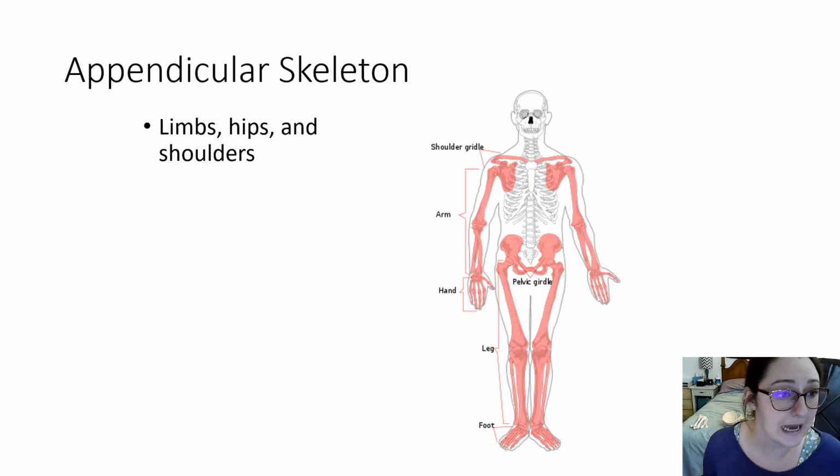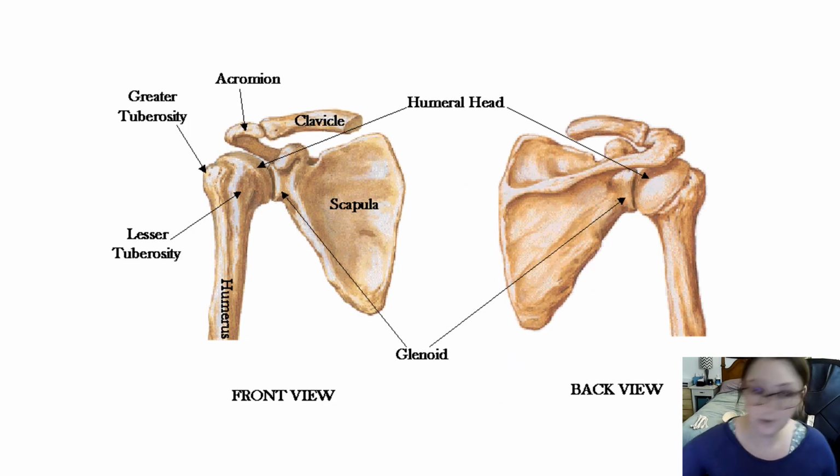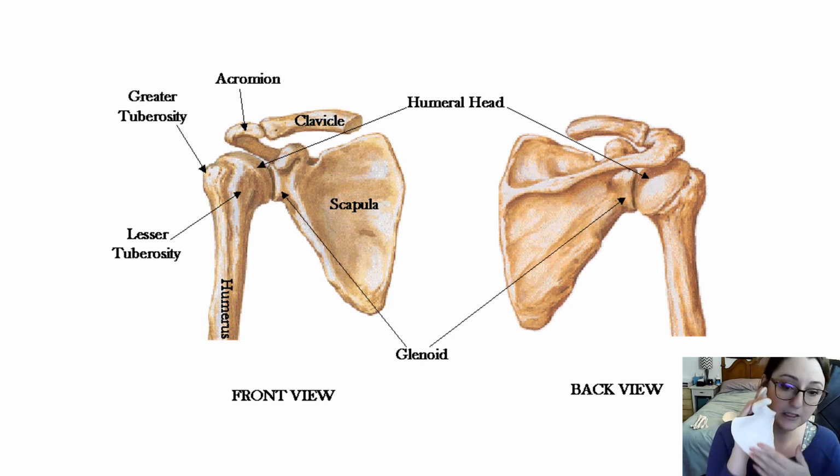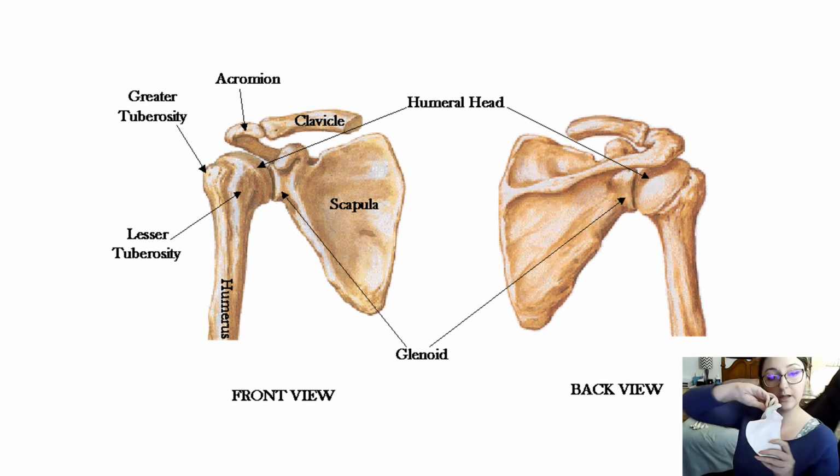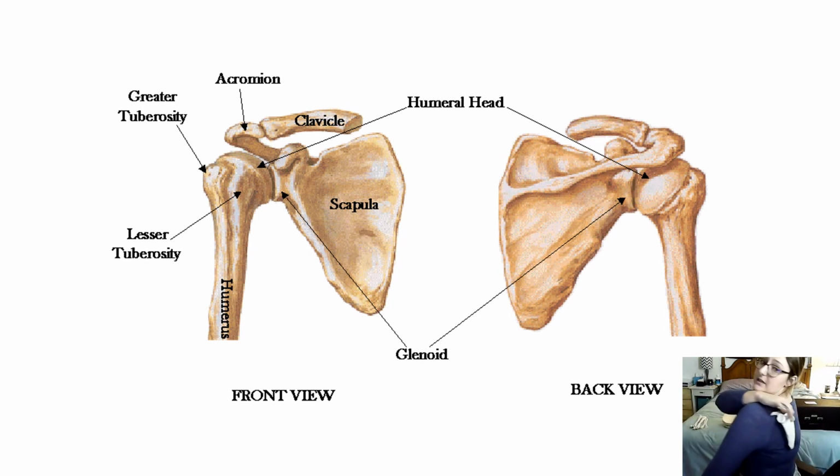Moving on to the appendicular skeleton. So this is going to include your limbs, hips, and shoulders. We are going to start with the clavicle and the scapula. So the scapula, from a front view, this anterior view, is going to be nice and flat, as you can see. This flat side is going to lay against your ribs, with this little part sticking laterally, so out. That is what's going to articulate with your humerus. It is known as the glenoid fossa.